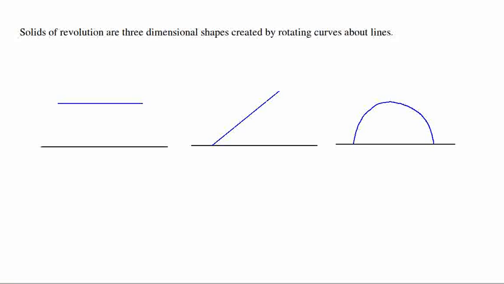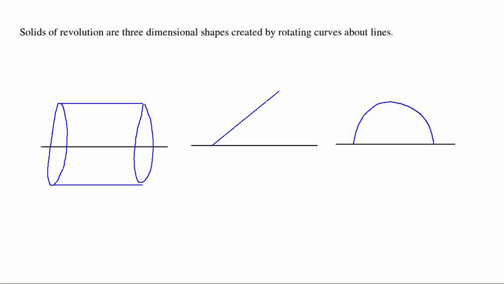Okay, so on the left side, I have two parallel line segments. I have a blue line segment and a black line segment. If I rotate that blue line segment about the black line, can you see that that will trace out a cylinder? Something that looks like that. So therefore, we can say that cylinders are solids of revolution. You see that?